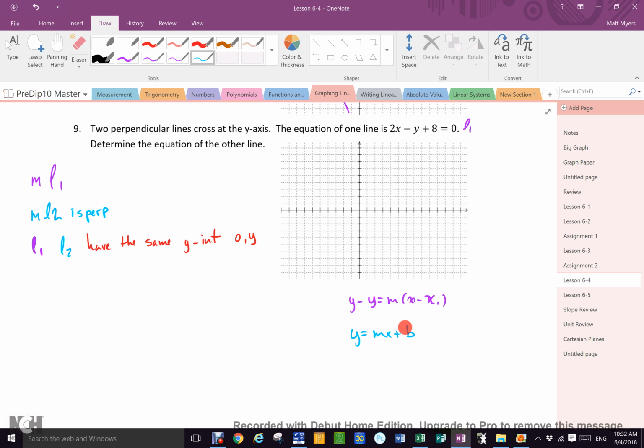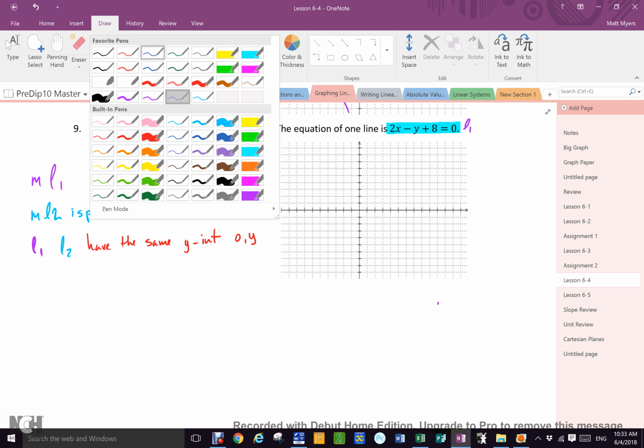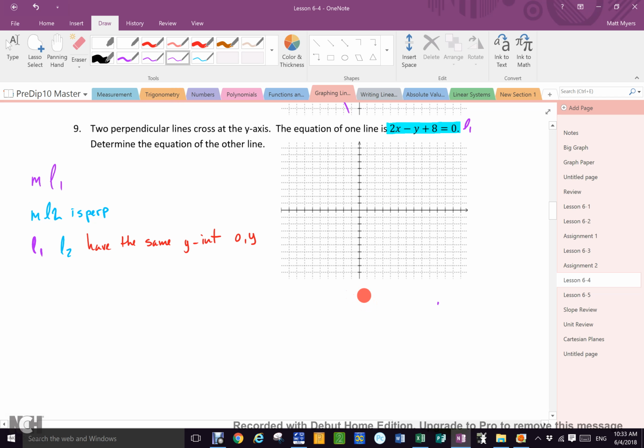Yeah, but what's with the negative y? I'm a little confused. How can I make that look like that? Take the plus 8 and 2x and move it on the other side. Absolutely. I would just move the y, actually. 2x plus 8 equals y. Is that line 1? Great.